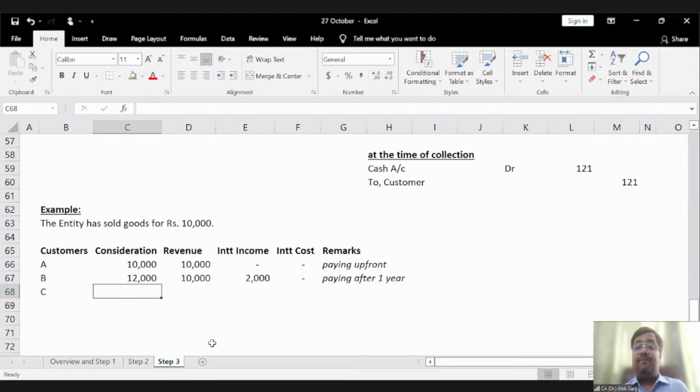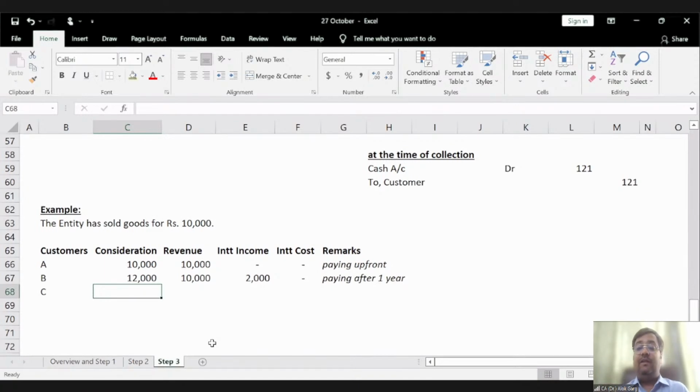Or if B is purchasing an asset, for example, this entity is recognizing a revenue from the sale of, let's say, machinery, and that machinery is an asset for B. So what will B do? B will capitalize that interest cost. So for B, the value is 10,000 plus 2,000, if that machinery is a qualifying asset.